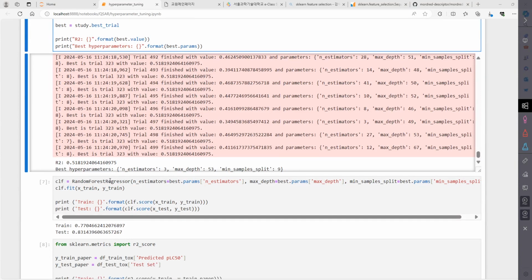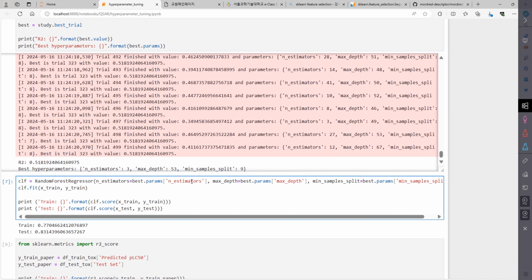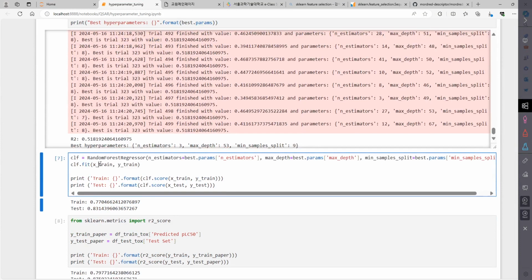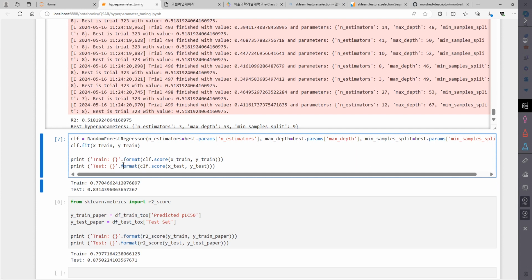So I define it and then retrain the model from the initial parameters. By doing so, I can check the result of my model. In the cross validation, the best R square was 0.51 with this hyperparameter. When I train the model with that, I get this result.